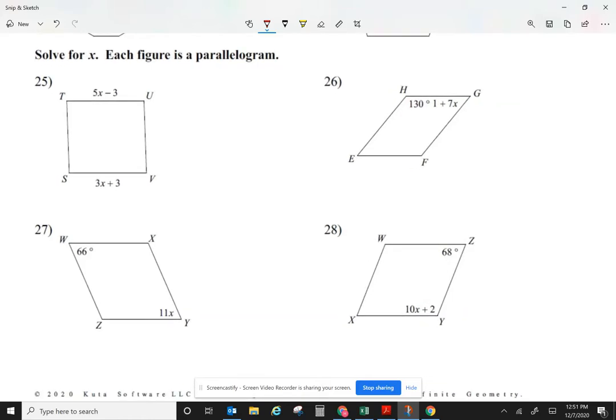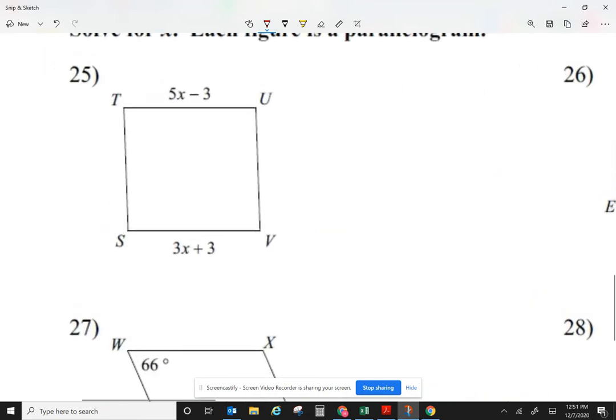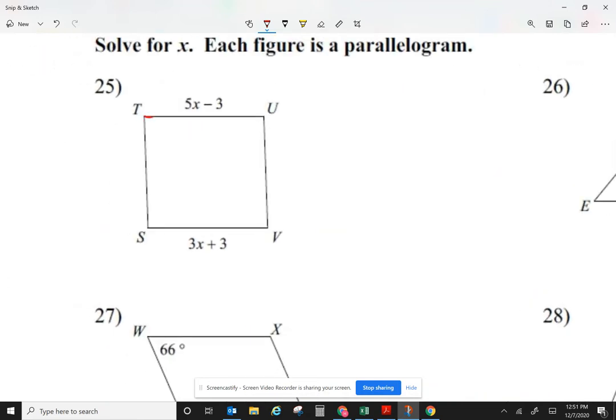Let's review parallelograms. Opposite sides, when it comes to the parallelogram, are not only parallel, they're equal to each other. So the instructions here are solve for x. Each figure is a parallelogram.